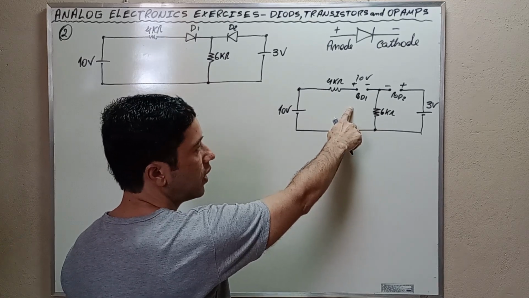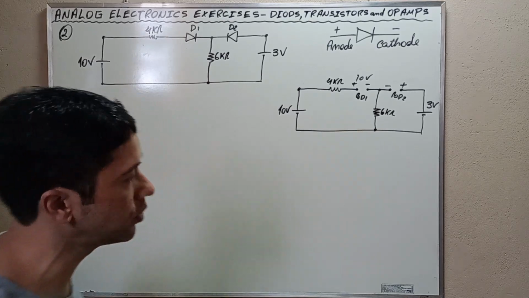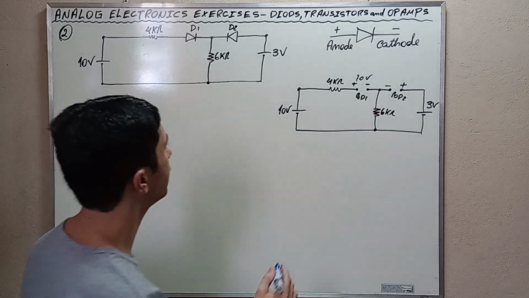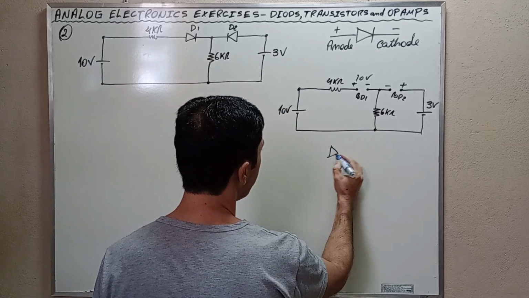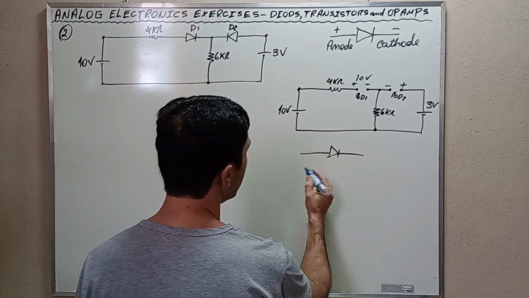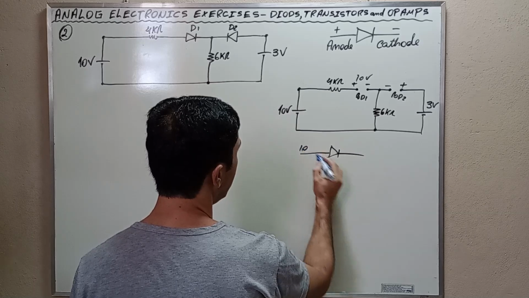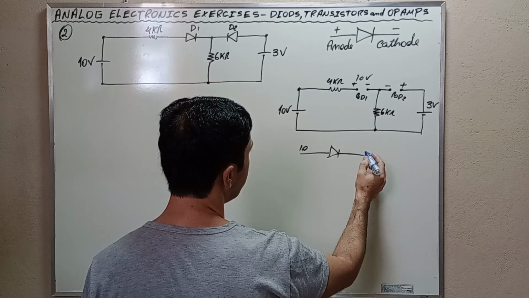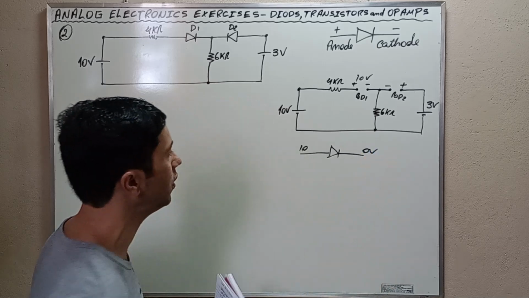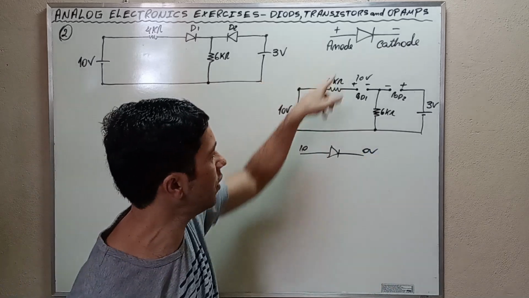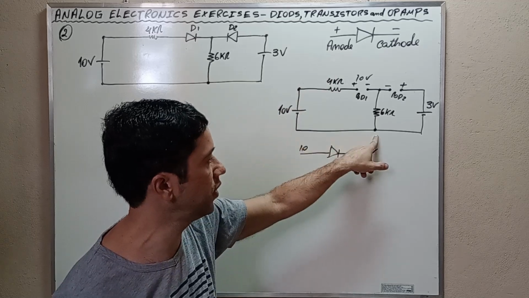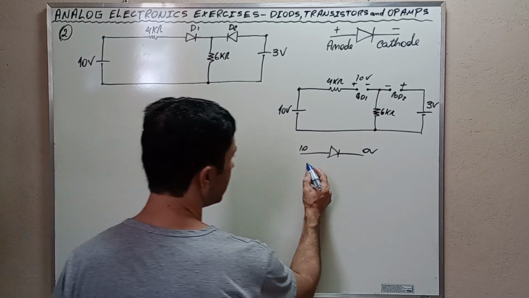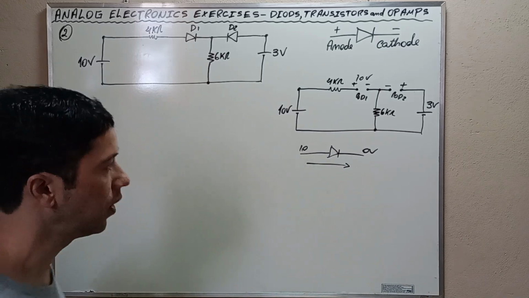Now that we know that D1 has to be conducting. D1 has to be conducting. D1 is this. Here is 10 and here is 0. Let's suppose this, because here is 10 and let's suppose this point here is the ground. And it has to be conducting. There has to be a current here.